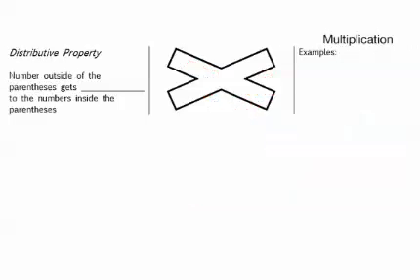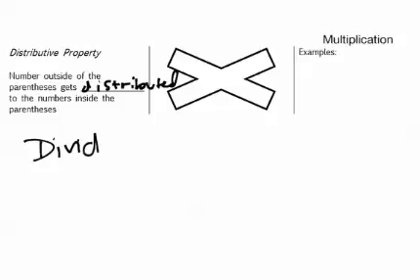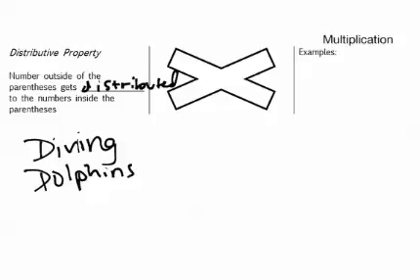Lastly, we have the distributive property. So the distributive property says that a number outside of the parentheses gets distributed to the numbers inside of the parentheses. So we usually call this distributive property of multiplication. So we're going to skip over addition because we are multiplying. Remember, this is the diving dolphins. Diving dolphins, and you're going to see why in a second if you've never heard that.